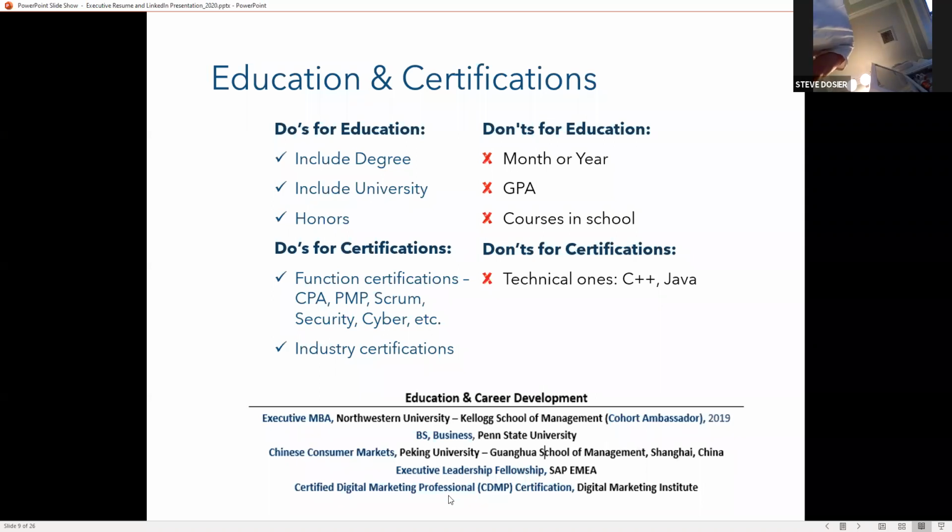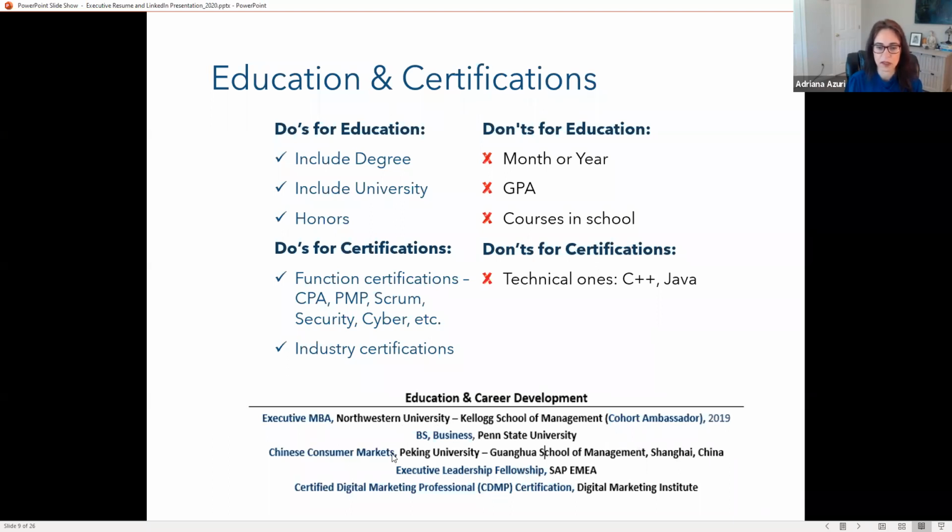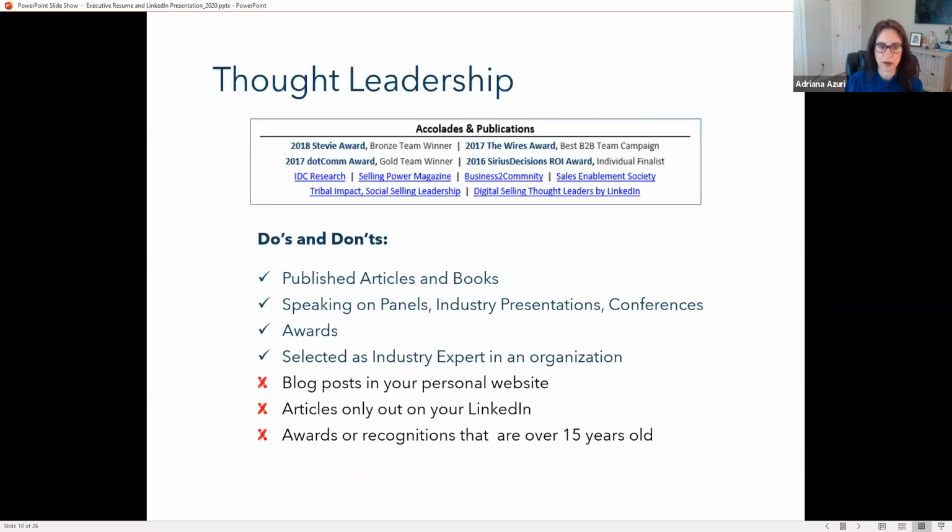He's got a digital marketing one, which is key in his area, right? He's got an executive MBA. All of these are good things. Studies abroad in China as well. So those are things that you'd want to include.